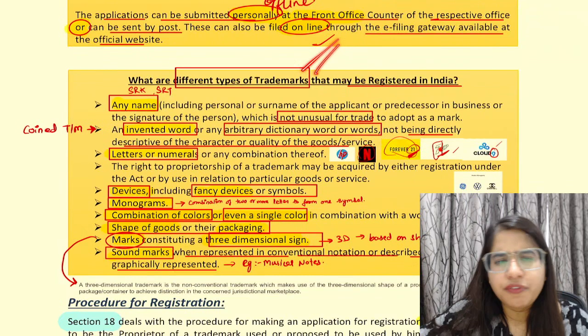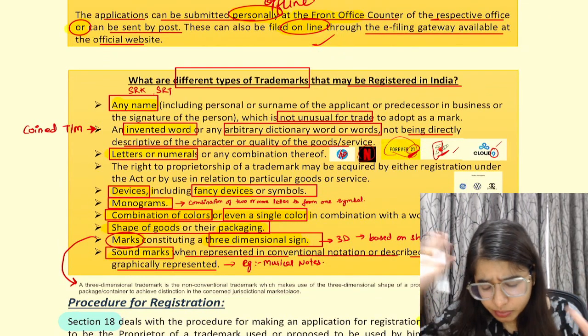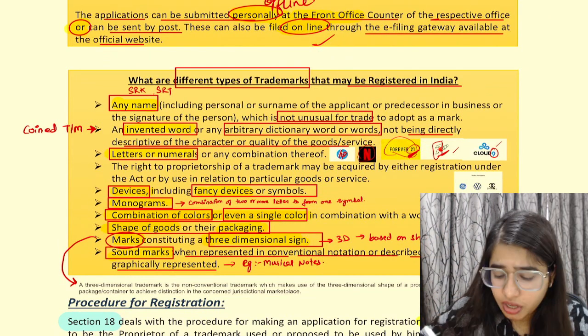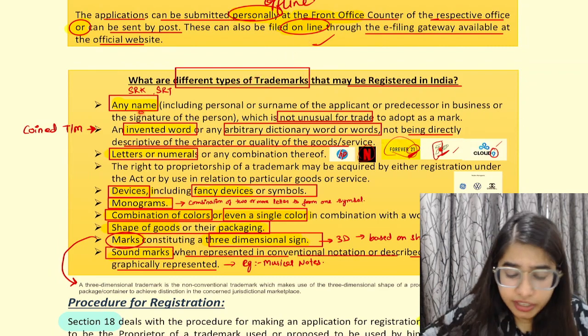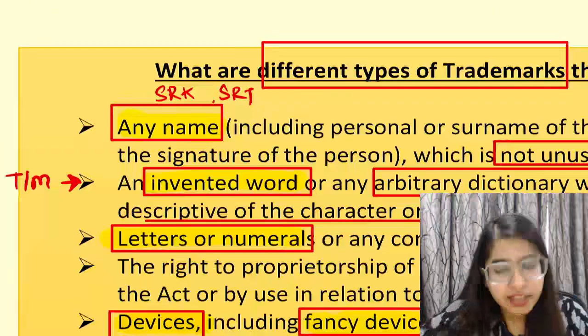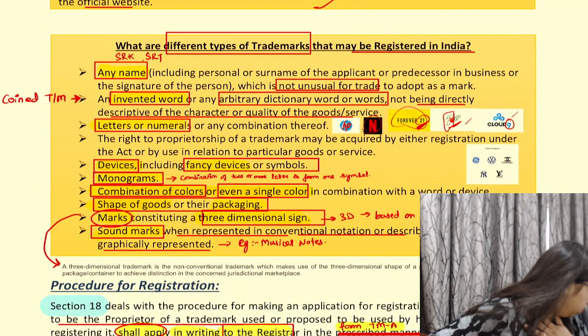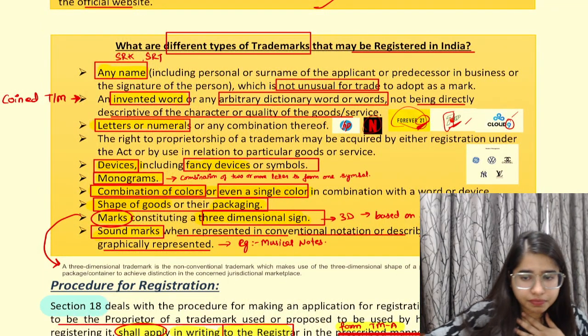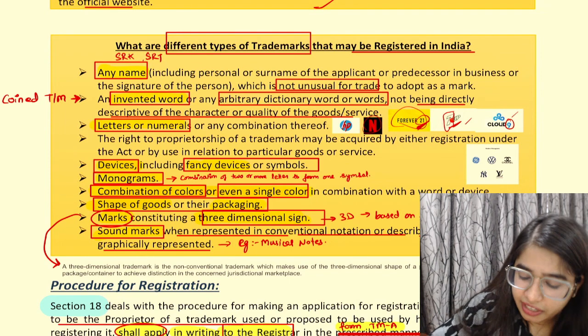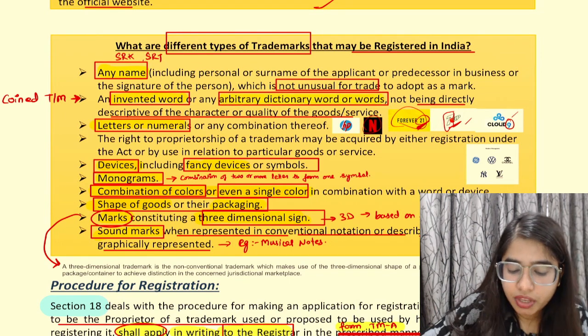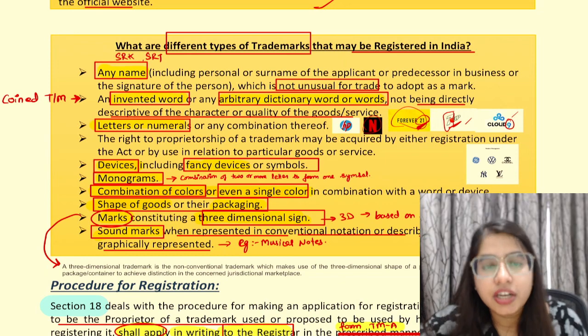Next, what are the different kinds of trademark? This is already done, no need of further explanation. I have already explained to you in great detail. Name can also be a trademark. Example, SRK, SRT I gave you. Invented word. Invented arbitrary dictionary word. See, what do you mean by invented word? Invented words are known as coined words.